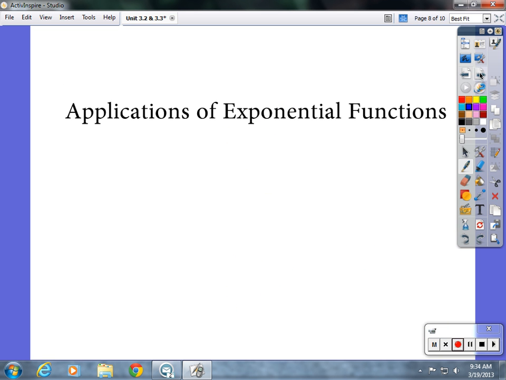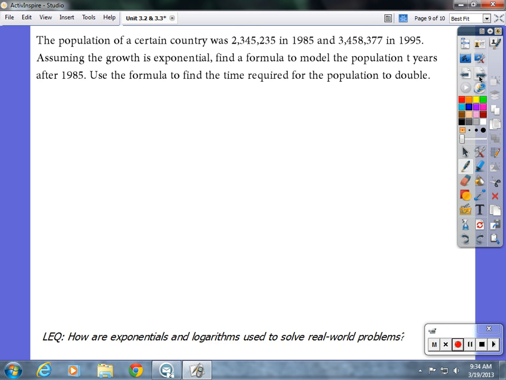Okay. Applications of exponential functions. So here's a few word problems that may appear on the test. Population of a certain country was 2,345,235 in 1985 and 3.45-ish million in 1995. Assuming the growth is exponential, find a formula to model the population T years after 1985. So we're going to use 1985 as year 0. Use the formula to find the time required for the population to double.